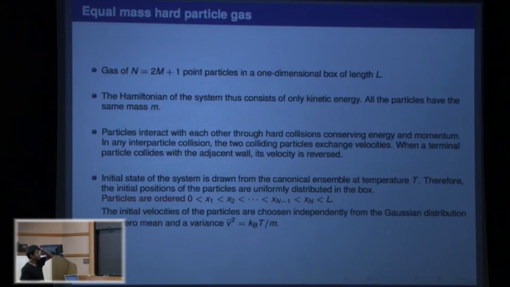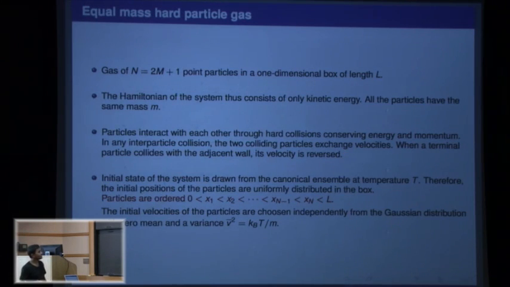So now let me talk about the equal mass hard particle gas. So the system is a box with hard walls at the end, and I have n particles. I take an odd number of particles, and the system has only kinetic energy, and all particles have equal masses. So the only interaction is just hard particle collisions, and they just go through each other. The velocities just exchange when a collision happens, and when they hit the wall, the velocities are reversed.